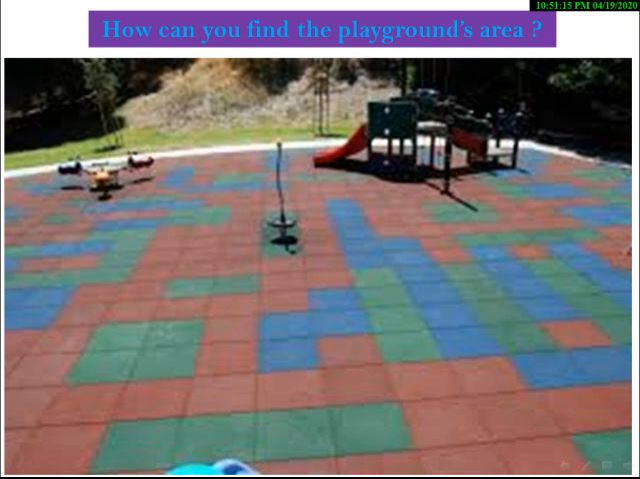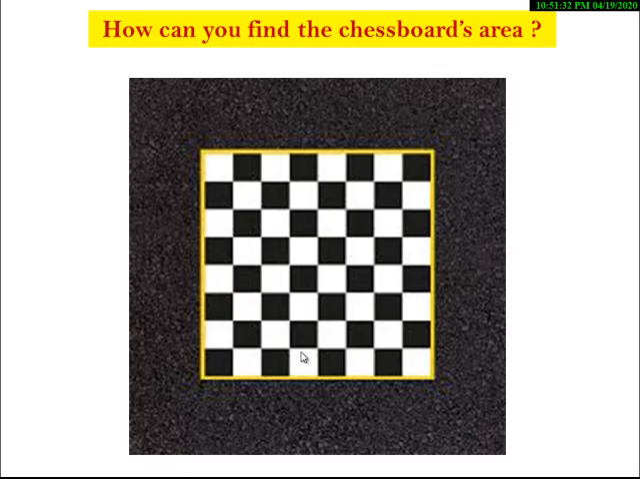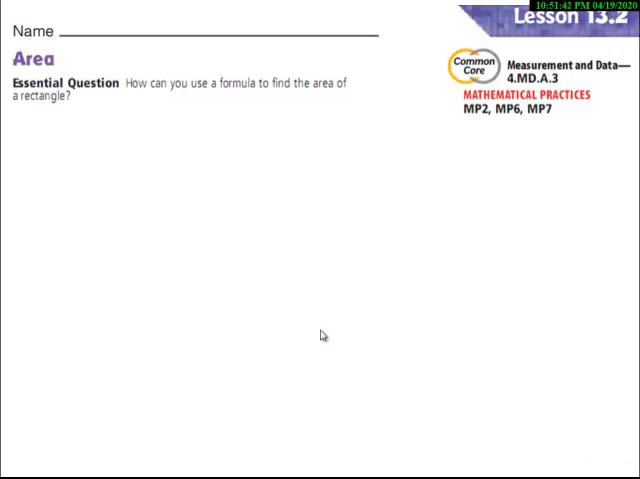Thank you so much. Hey, what can you see in the picture? Of course, one of you is going to tell me it's a playground. Yes, he's right. And I have a new question for you. How can you find the playground's area? And for this picture also, how can you find the chessboard's area? If you don't know, this video is going to tell you at the end.